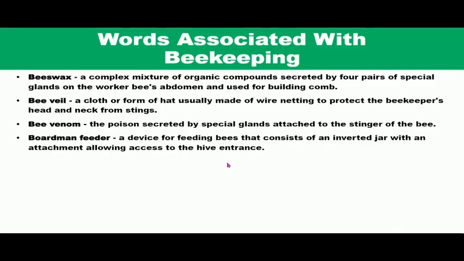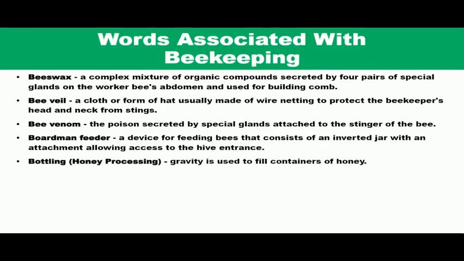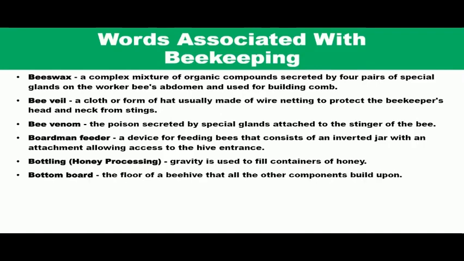Okay. Then you have the Boardman feeder. It's a device for feeding bees that consists of an inverted jar with an attachment allowing access to the hive entrance. Okay. Then you have bottling, which is the honey processing, and gravity is used to fill containers of honey, okay, to make sure it is hygienically processed. Now, the bottom board is the floor of a beehive that all the other components build upon, okay.